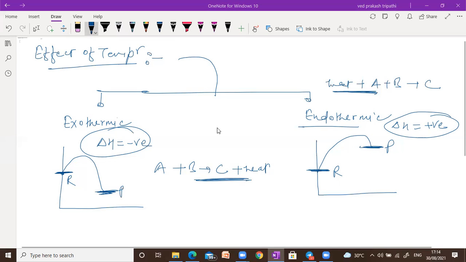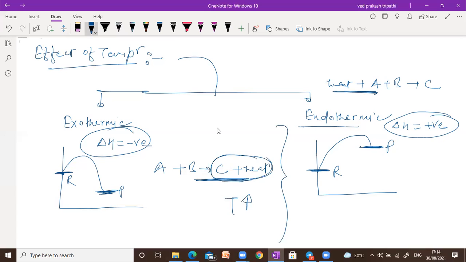So what will happen for exothermic if you increase the temperature? As I told you in the very first slide, heat is on the product side. It means if you increase the temperature, the product side has a higher temperature because it has the heat, so the reactant has lower temperature. It means the equilibrium will shift in the backward direction if you increase the temperature in case of exothermic.